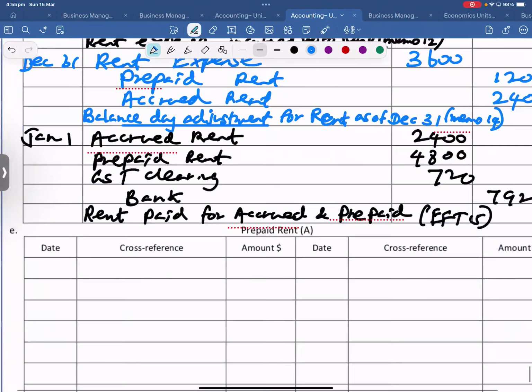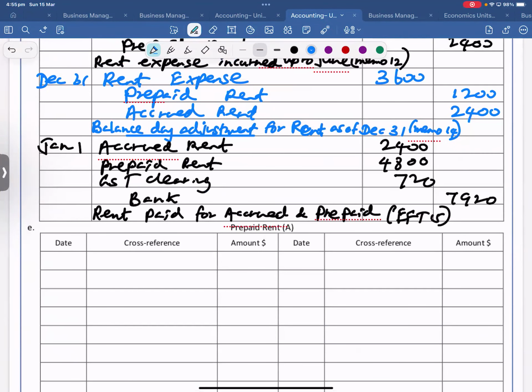Okay, you want to try the ledger account? Prepaid rent.